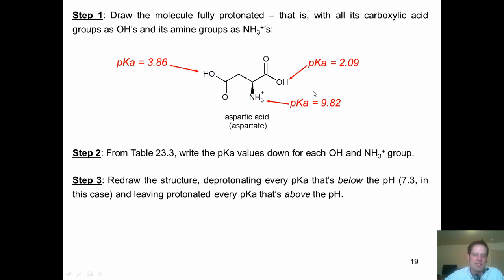So let's take a look at this. At 7.3, we ask, is 2.09 below 7.3? It is. So that means we're going to deprotonate this. Is 9.82 below 7.3? It is not. So we're going to leave this protonated. Is 3.86 below 7.3? It is, which means we're going to deprotonate the side chain. So here is what aspartic acid will look like at pH 7.3.